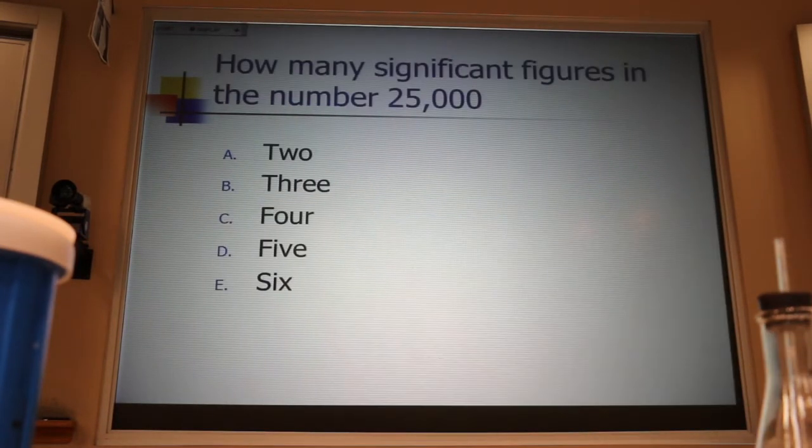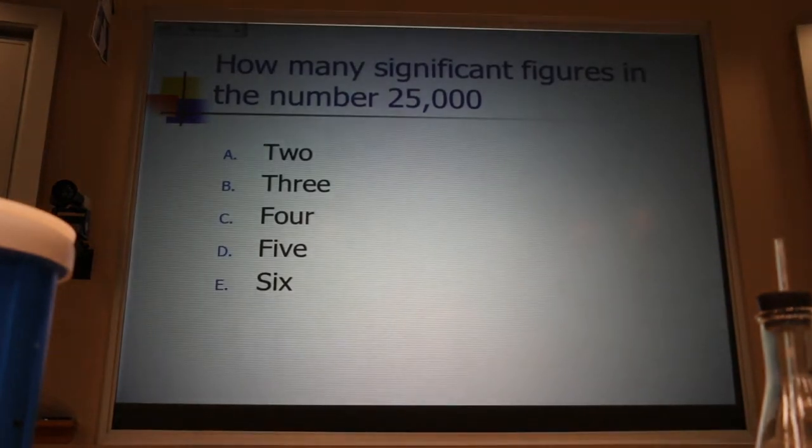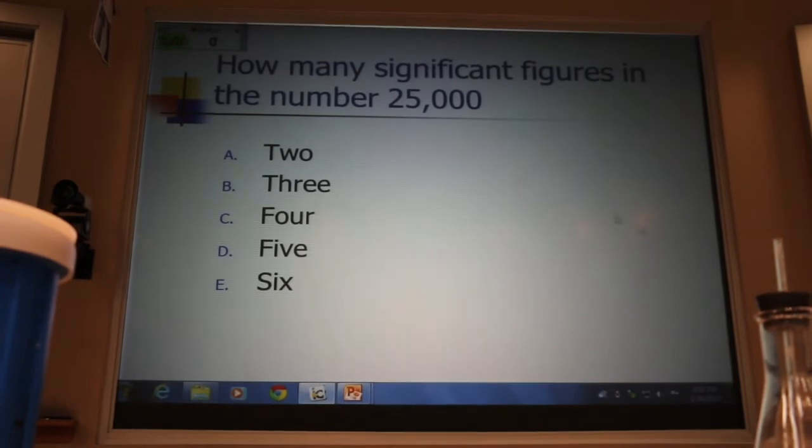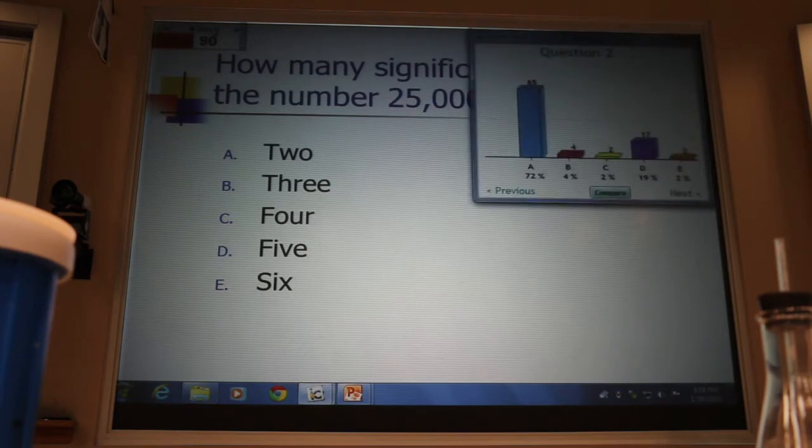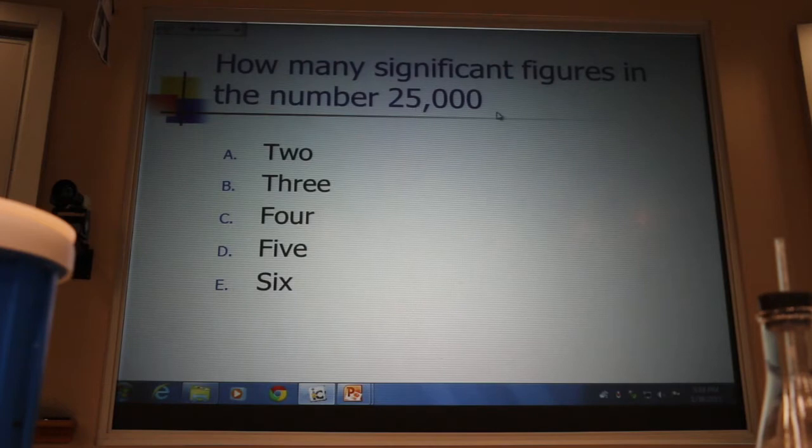Now, just for practice, with your clicker, keep it out, you're going to do this quite a few times. How many significant figures in the number 25,000? Really quick, shouldn't take long. Okay. The answer is 2. These zeros are just placeholders to give me the correct power of 10.